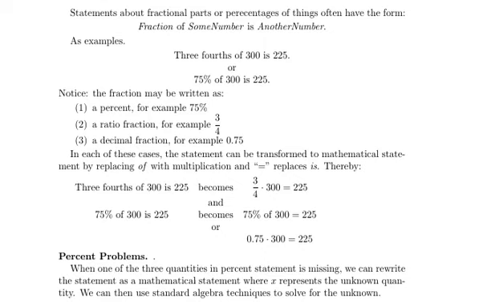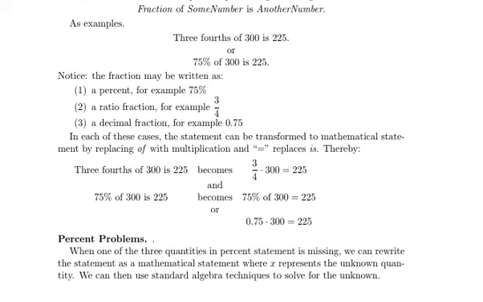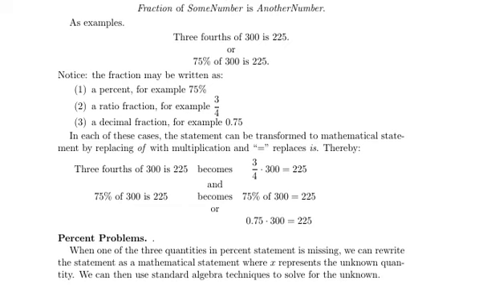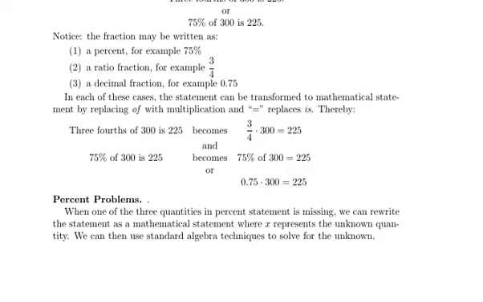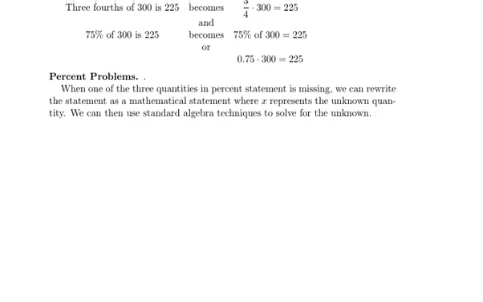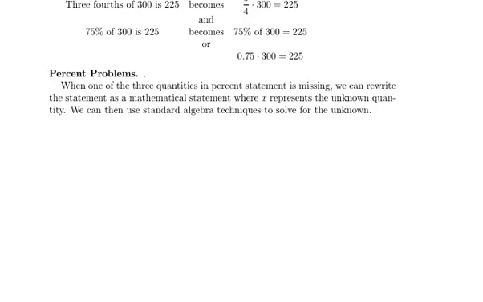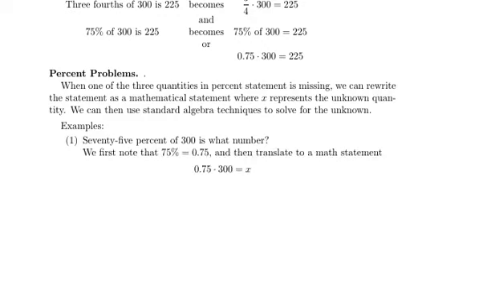Let me just slide this statement up a little bit so you can read it. So once we use x for the unknown and write the mathematical statement, we get an equation that we can solve mathematically. So let's look at three examples. First, 75% of 300 is what number? This "what number" part will be the x, and so we get the equation 0.75 times 300 is equal to x.